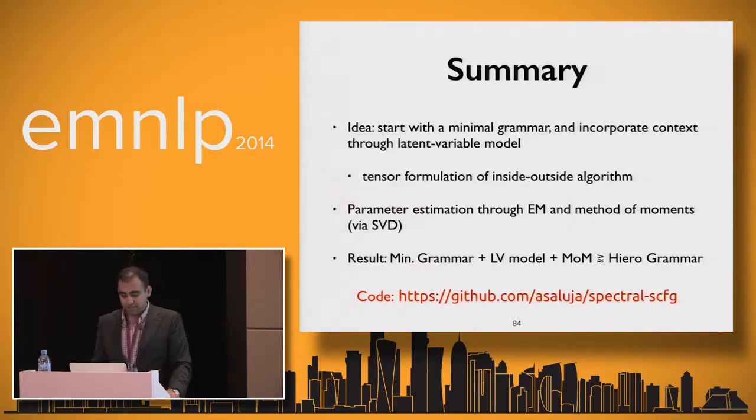So just to summarize, the basic idea that we presented here is to start off with a minimal grammar and incorporate context not by adding more contextual or local context information inside the translation rules, but rather by incorporating it through a latent variable model. This necessitated a reformulation of the inside-outside algorithm to a tensor version, where we're essentially just marginalizing over latent states. So we do dot products or matrix multiplications instead of scalar multiplications. We presented two different parameter estimation techniques, one based on likelihood maximization and one based on the method of moments.